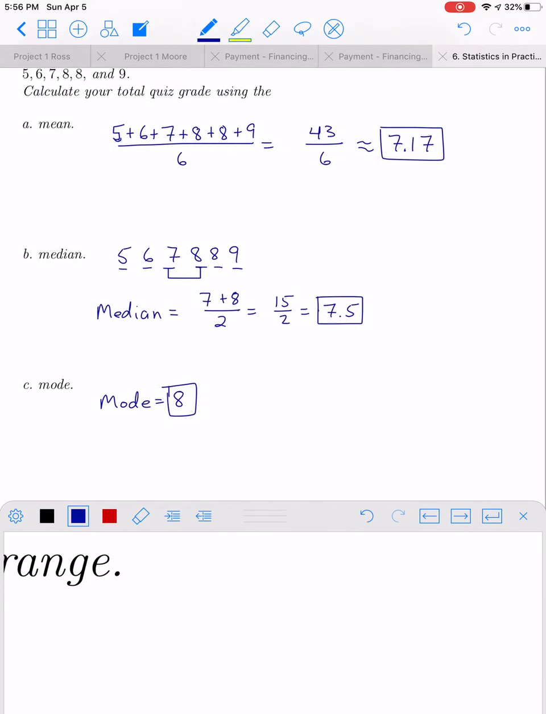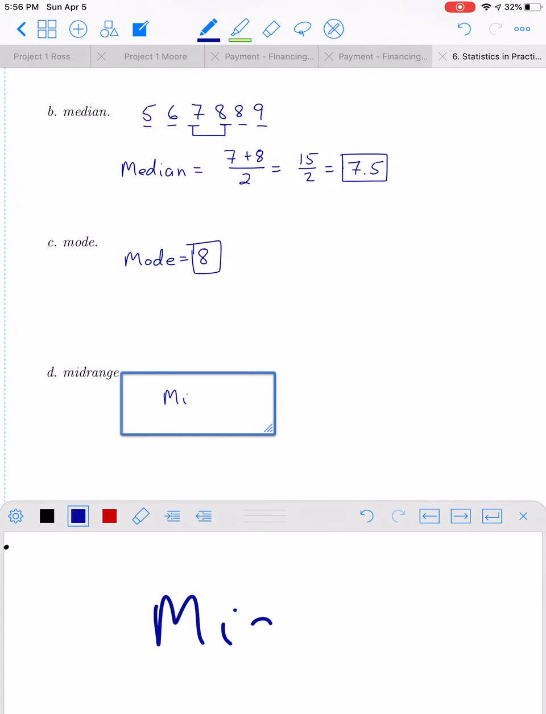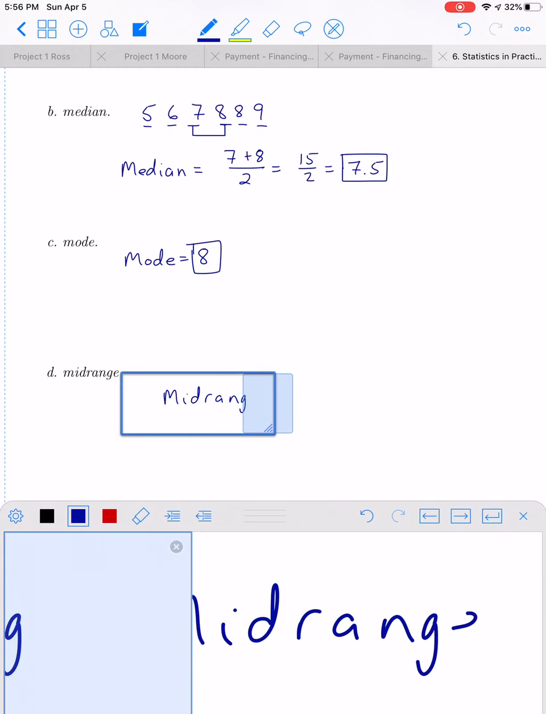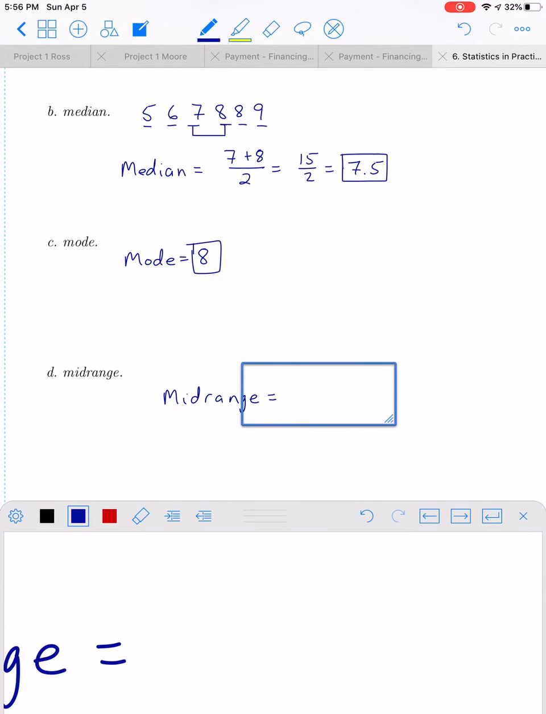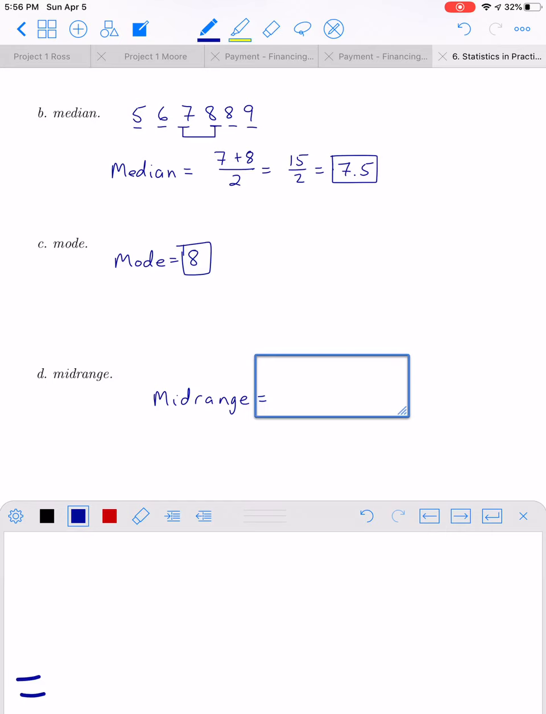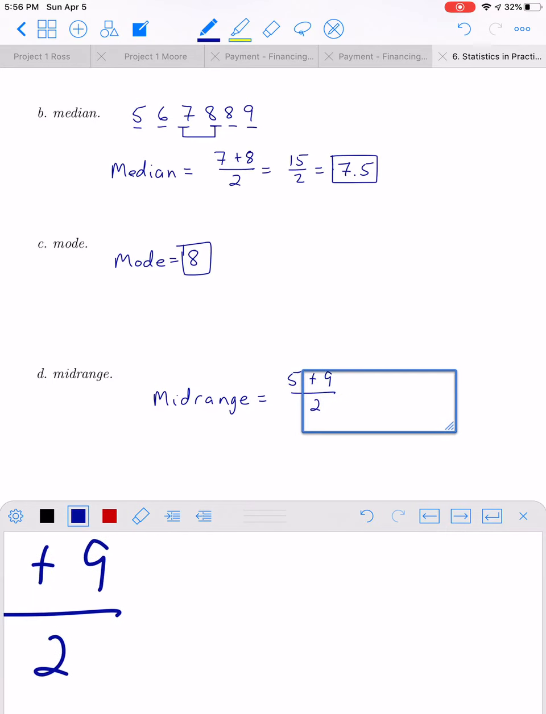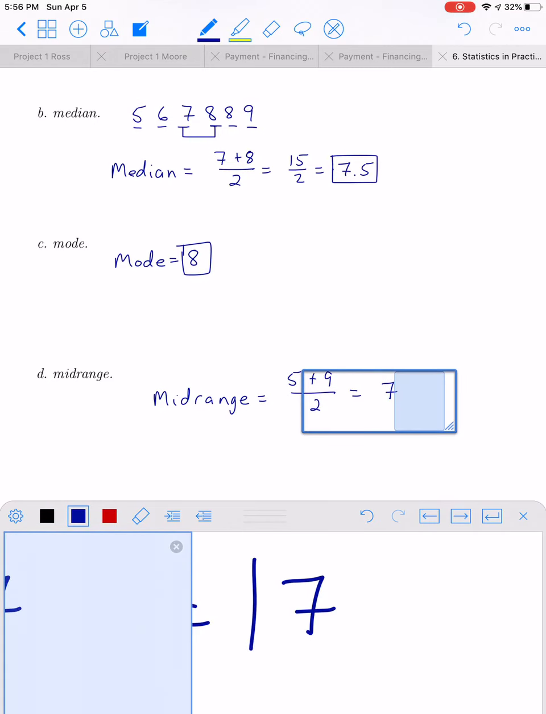Okay, the mid-range. Remember, the mid-range is just the lowest value plus the highest value divided by 2. Sort of the quick average, the cheater average. 5 plus 9 over 2. It's 14 over 2, and that's exactly 7.